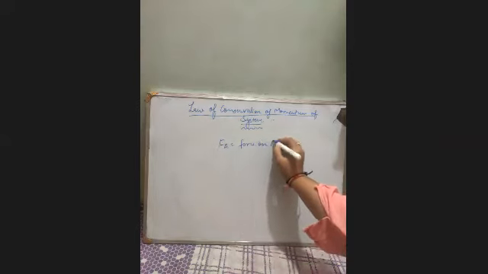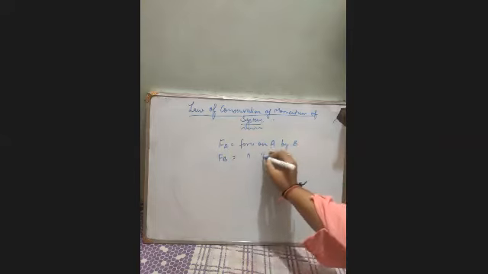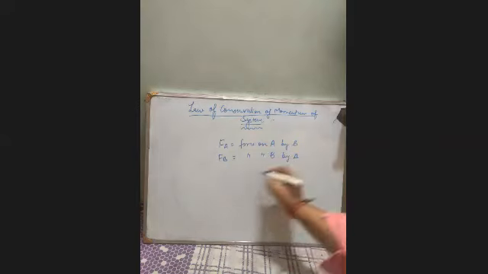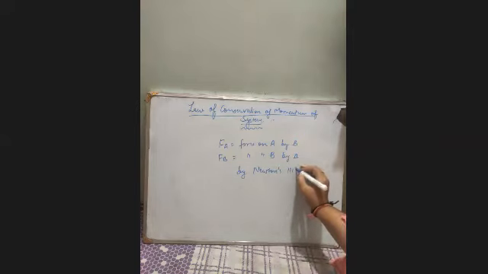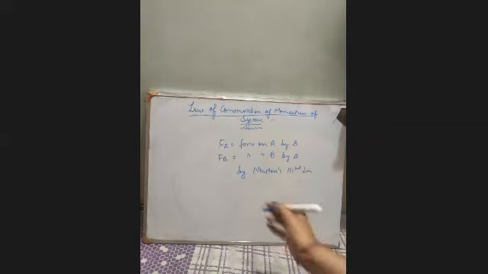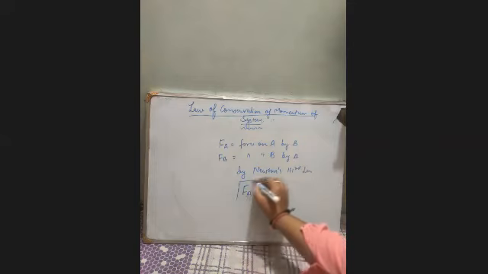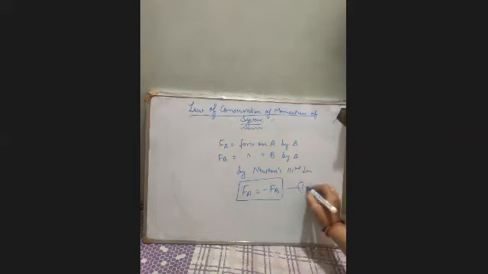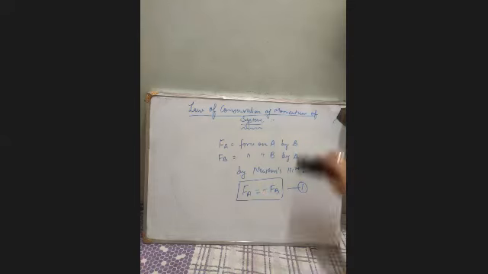Force on A by B, right? And FB is what? Force on B by A. And by Newton's third law, you know that these two forces should be equal in magnitude and opposite in direction. So can I write that FA is minus of FB, right? I'm marking it as equation number 1 because I'm going to use it later on, right? So FA equals minus of FB.